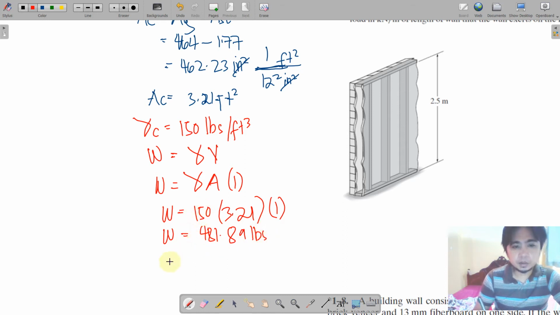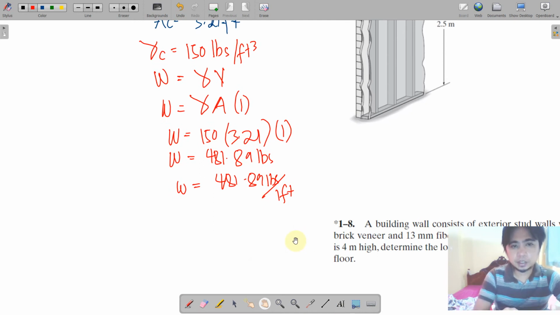So if we wanted to make it a distributed load, we'll just have to divide it by a foot. Okay, 1 foot. This is pounds, so it remains to be that. So this is the weight per foot of that concrete.